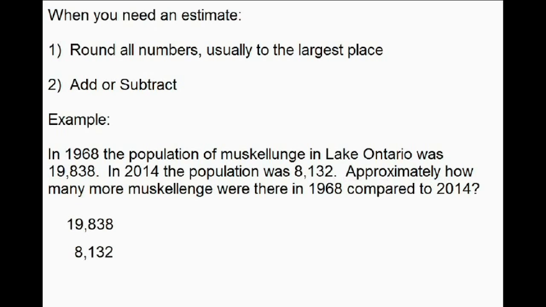So here are two values that we're dealing with, and I'm not going to go through a lesson on how to round. There is a video on rounding numbers, but the biggest place value that we have here, the place value furthest to the left, is the 10,000s. So if we round that number, 19,838, to the nearest 10,000, we get 20,000. Looking at our next value, the biggest place that we have is the thousands place. And if we round that number to the nearest 1,000, it rounds down to 8,000.